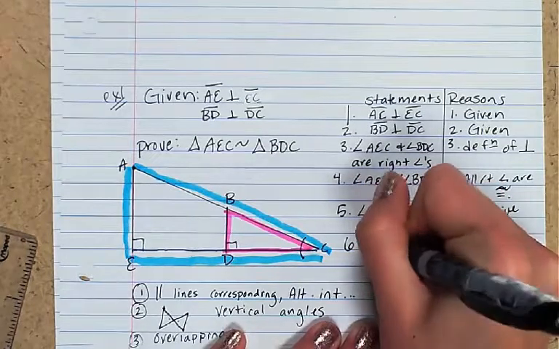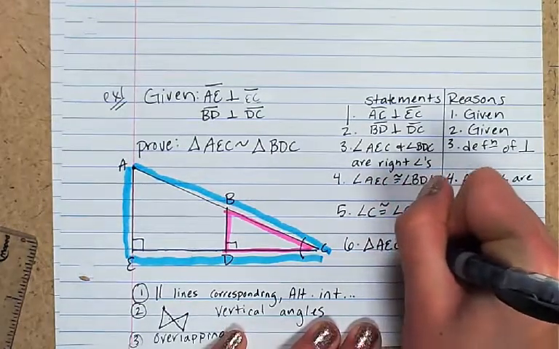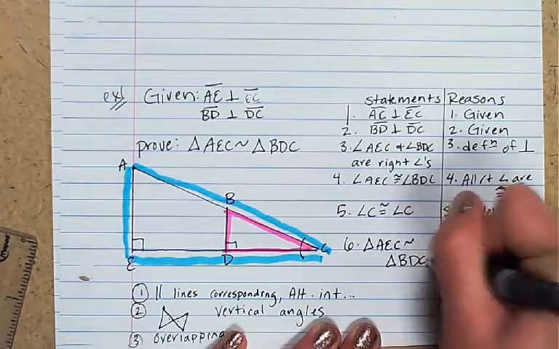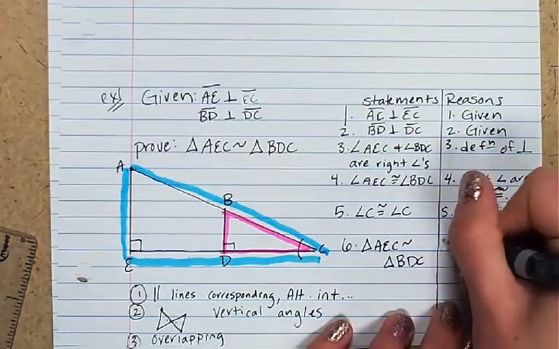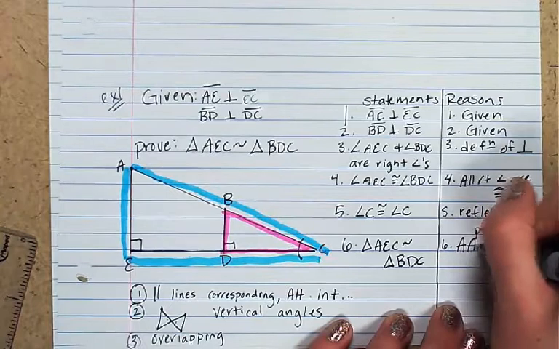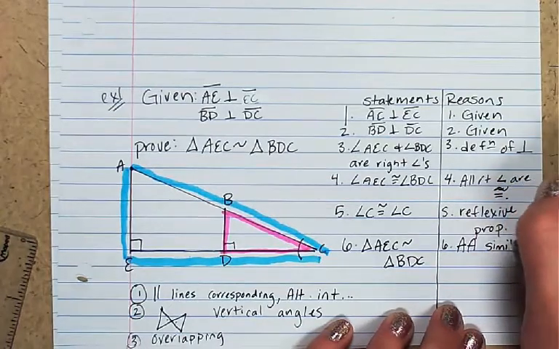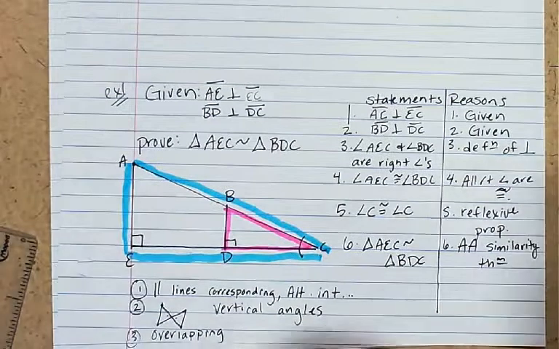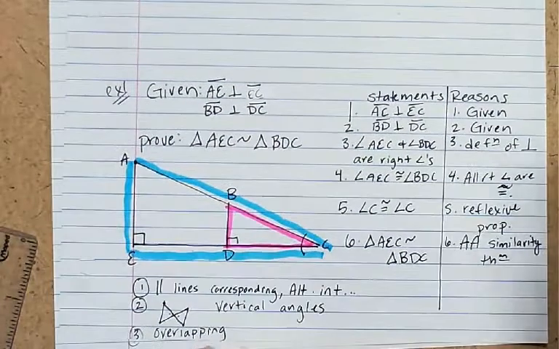So then I can say that triangle AEC is similar to triangle BDC by the AA similarity theorem. And we aren't proving that they're congruent, we're just proving that they are similar.